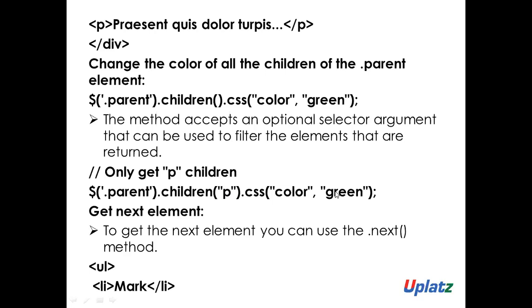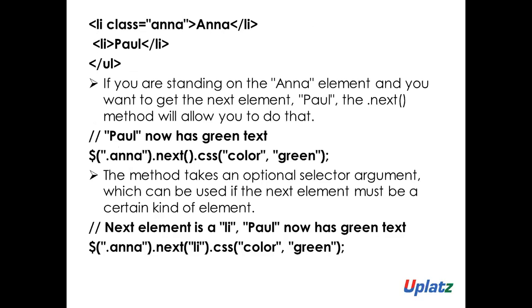So how do we go to the next element? For that we have a method called next. If you are standing on an element and want to go to the next element, Paul, then you need to use the next method, which will allow you to go. So this is my class Anna dot next CSS color green, which means Paul will get green text. So this is the next method.